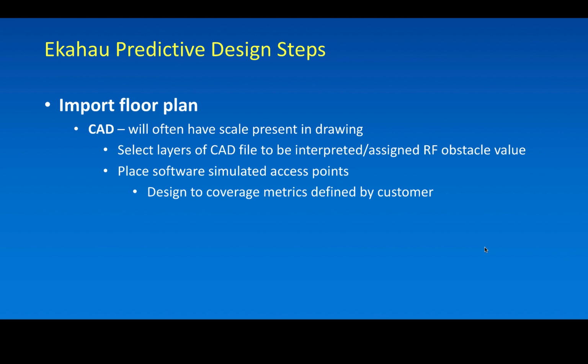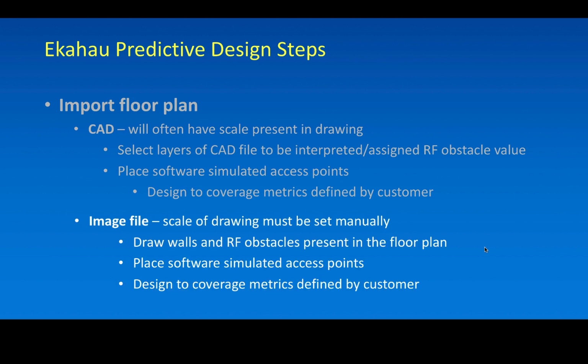To recap, if the engineer has a CAD file, it will often have the scale ratio embedded in the drawing as well as separate layers for doors, walls, windows, and stairwells. If the engineer has a standard image file for a floor plan, they'll have to draw in all the walls, doors, windows, stairwells, elevators, and everything else that will cause RF loss.